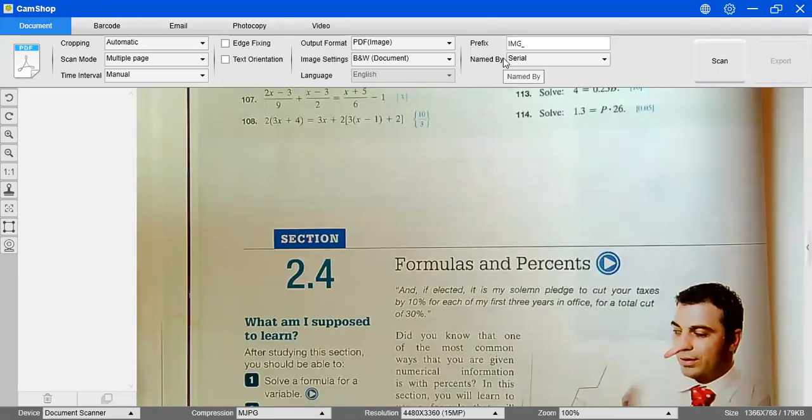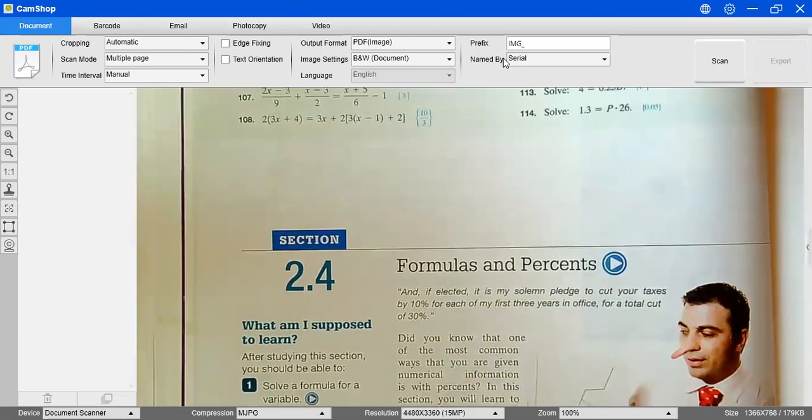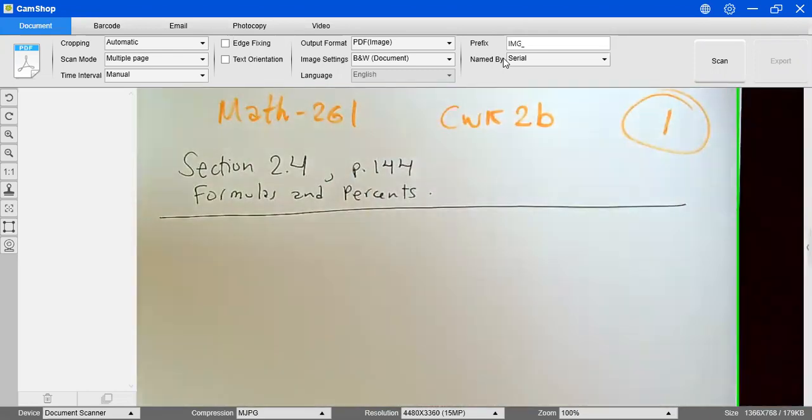We're going to start the remaining sections to finish chapter 2. So we start with section 2.4 on page 144, and it's about formulas and percents. So this is just going to be an application of what we learned from previous sections. So we're going to start using the algebraic techniques that we use to solve equations. We're going to use them to work on formulas and later to find percents.